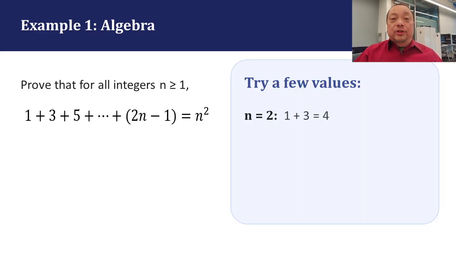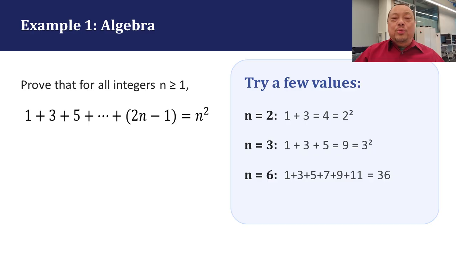Before proving, just for fun, let's try a few examples. N equals 2. Two odd numbers add up to 4, and it's equal to 2 squared. N equals 3. Three odd numbers add up to 9, which equals 3 squared. Let's jump to n equals 6. Six odd numbers add up to 36, which equals 6 squared. That's pretty cool. Let's now prove it by induction.